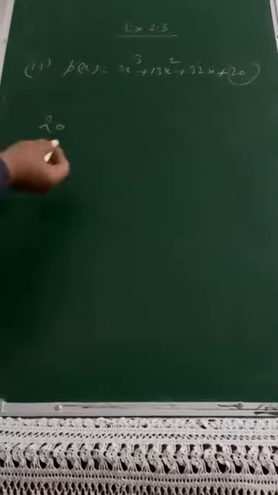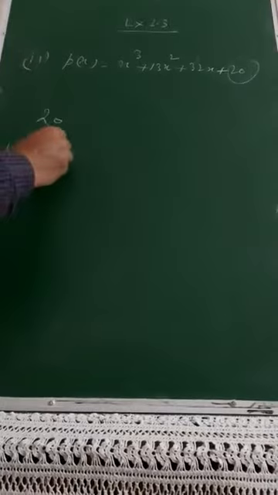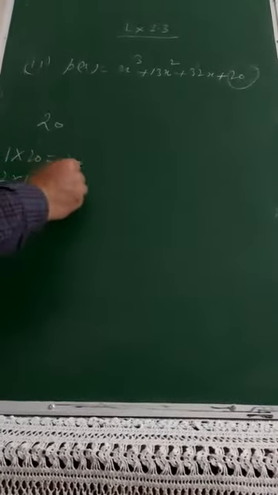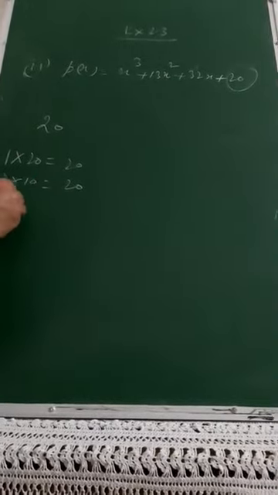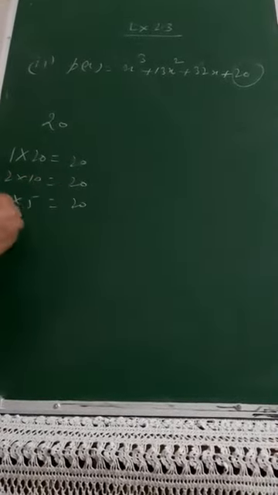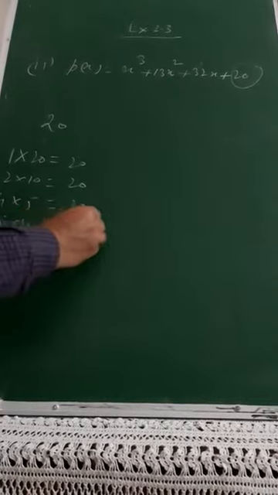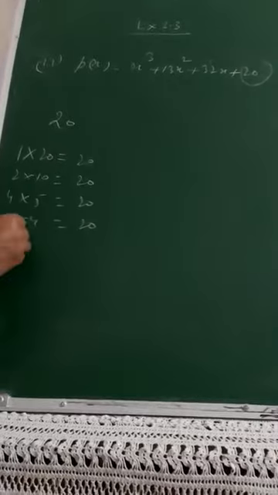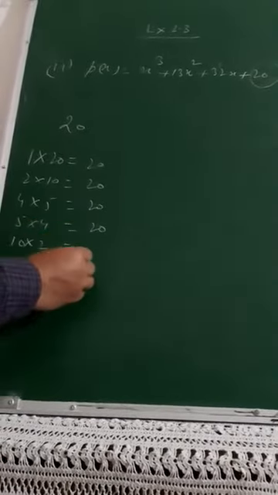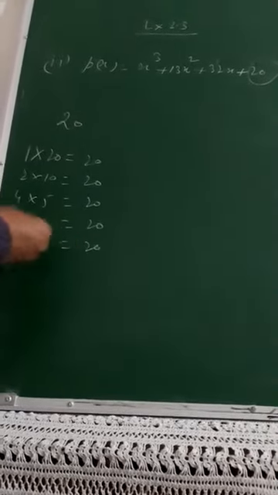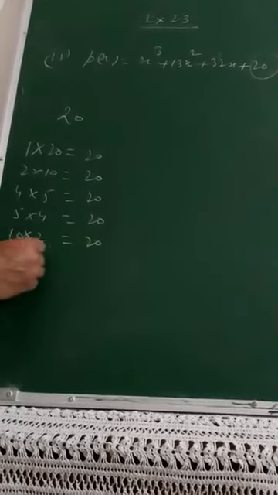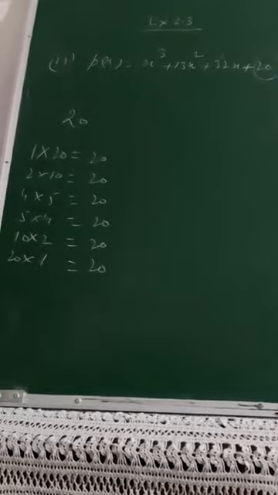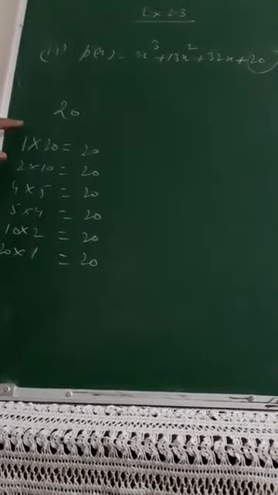So if you write the factors of 20, in the table of 1, it is 1 into 20. Then in 2, 2 tens are 20. In 3, no 20 is possible. In 4, 4 fives are 20. Then 5 fours are 20. Then 6, no possibility. 7, 8, 9, no. In 10, again it will be 10 into 2 is 20, and finally after the table of 10 it will come back in the table of 20, that is 20 into 1 is equal to 20. So these are the factors of 20.